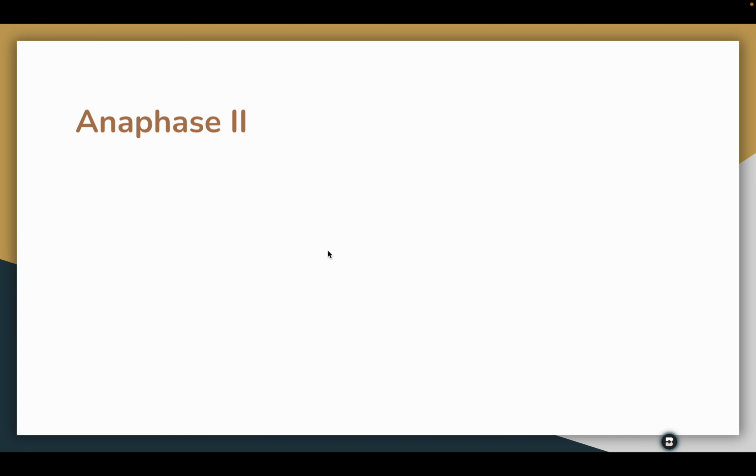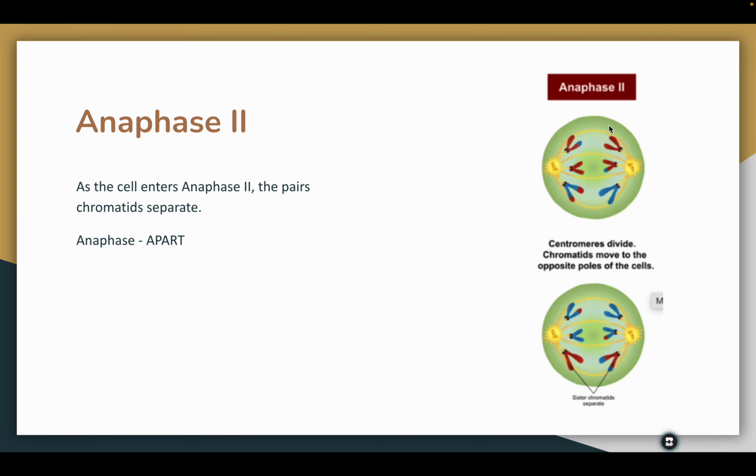Okay, anaphase 2, you bet, anaphase apart. This is easy. We're just going to split. Okay, so as the cell enters anaphase 2, the pairs of chromatids are going to separate. We're going to pull them apart to opposite ends. Again, the centrioles, releasing those hands or those spindle fibers, are going to grab onto the centromere and pull them apart.